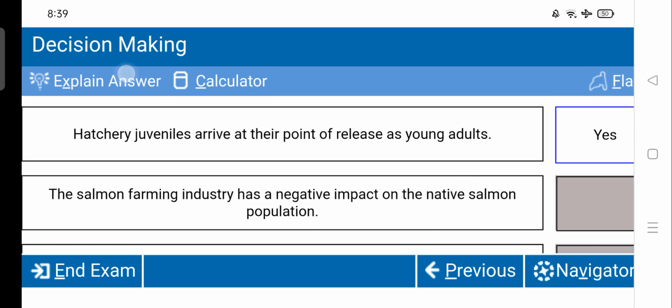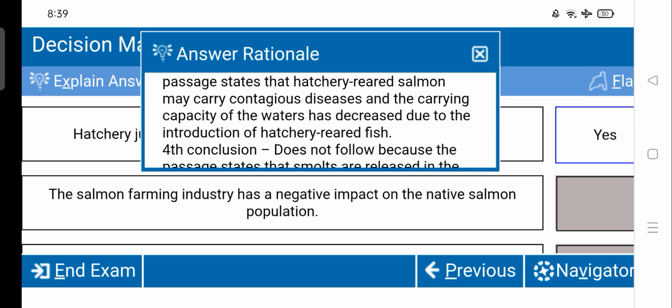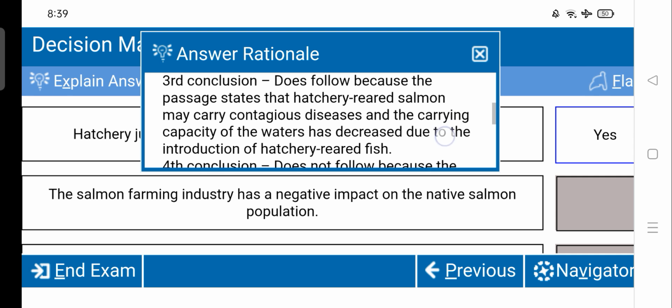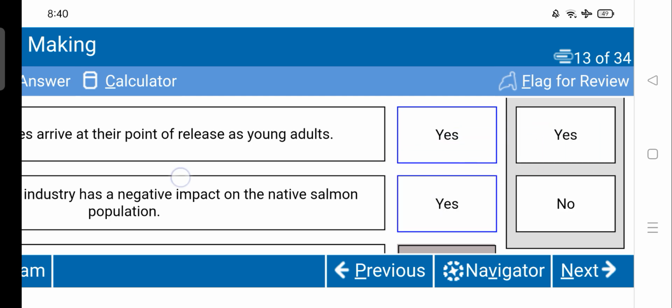The third conclusion says that the salmon farming industry has a negative impact on the native salmon population, and it does follow because the passage states that hatchery reared salmon may carry contagious disease and the carrying capacity of the waters has decreased due to the introduction of hatchery reared fish. So this third conclusion does follow, so that's why we will drag a yes and drop it in front of this conclusion.